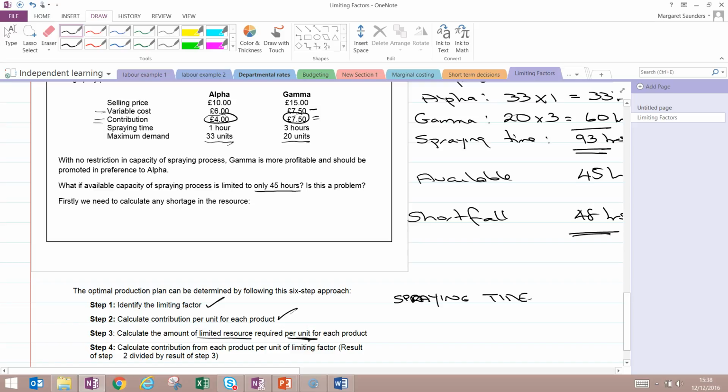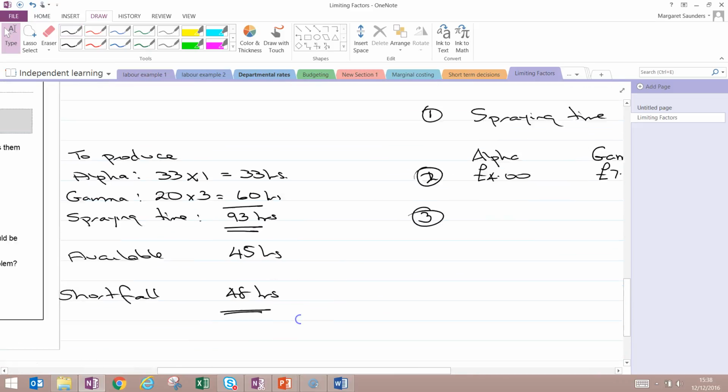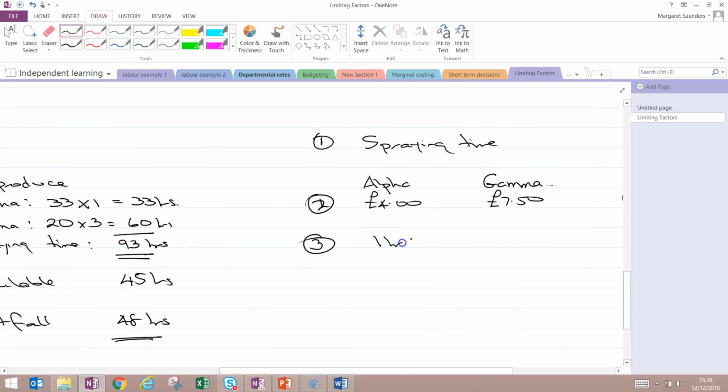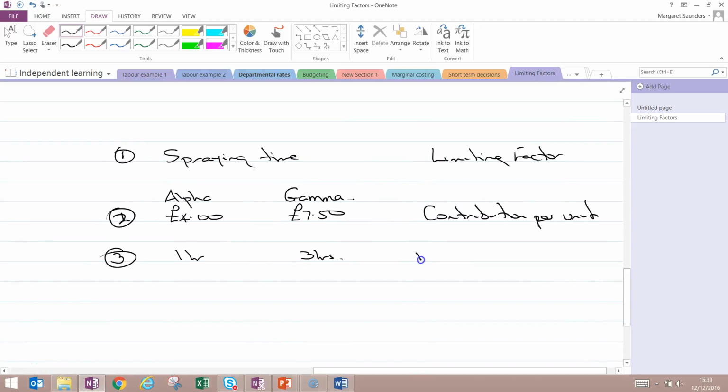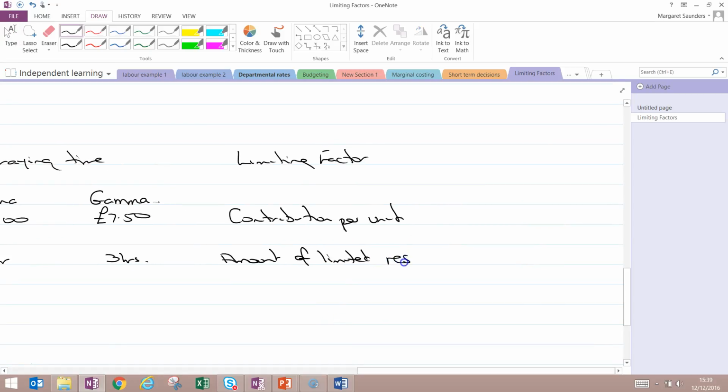So we know our limiting resource is spraying time. How much spraying time do we need for an alpha? How much do we need for a gamma? So here it's given to us. We need an hour and 3 hours. So 1 hour and 3 hours. So this is the amount of limited resource required per unit.